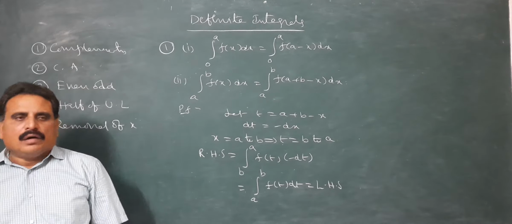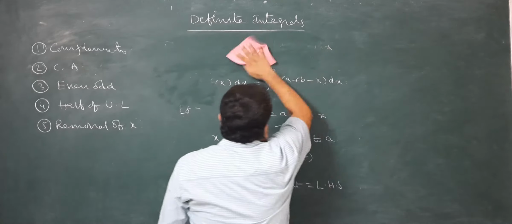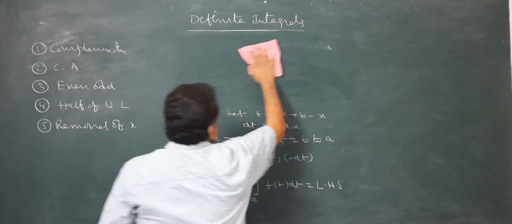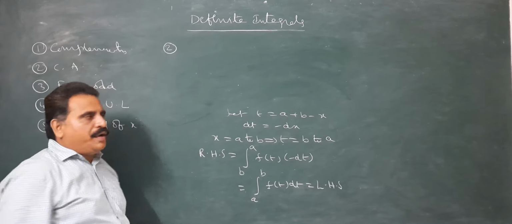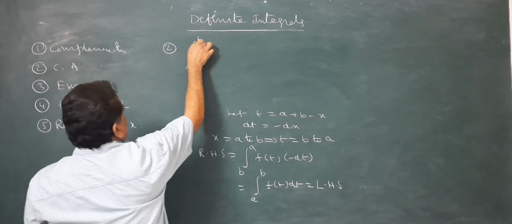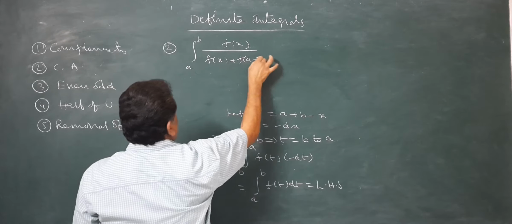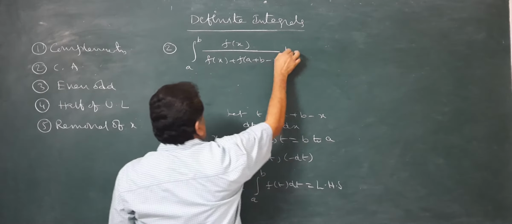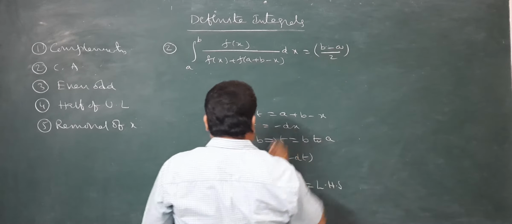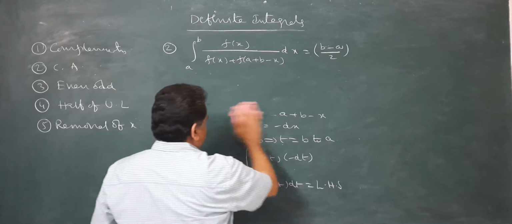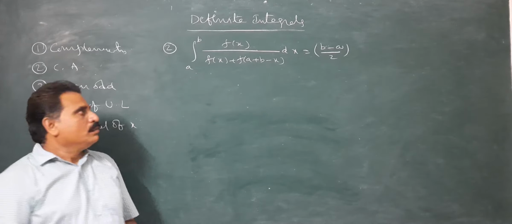Now we are going to the application of this. That is also a very good formula. Second one, the application of complementary: the integral from a to b of f of x by f of x plus f of a plus b minus x dx is nothing but b minus a by 2. Very good formula. We can easily prove that by using the complementary property.